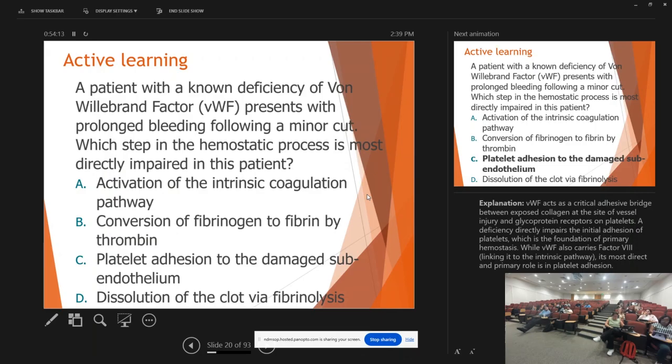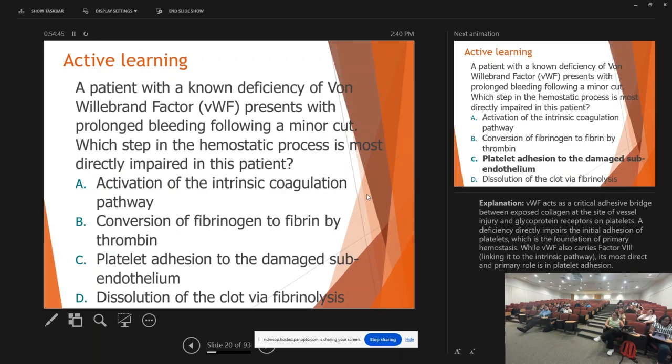And you said you chose C? Okay. And what about other groups? C is platelet adhesion to the damaged endothelium. So VWF, we know, is a factor in that process. It's released by the endothelial cells, right? So if there is a deficiency of VWF, the adhesion is going to be impacted, right?